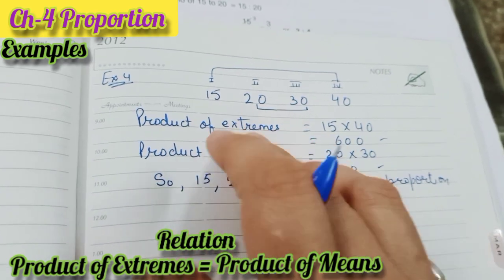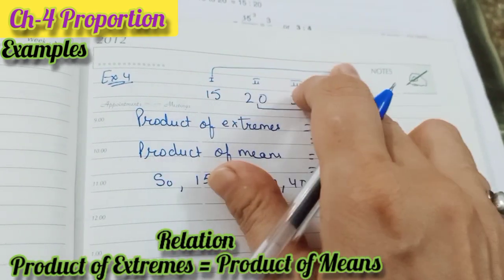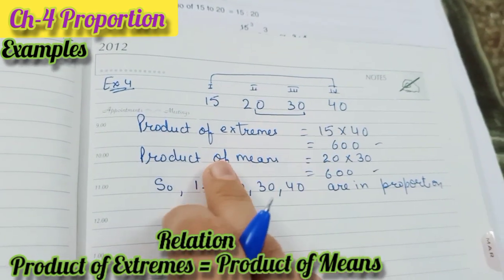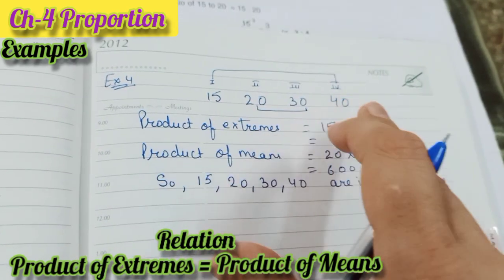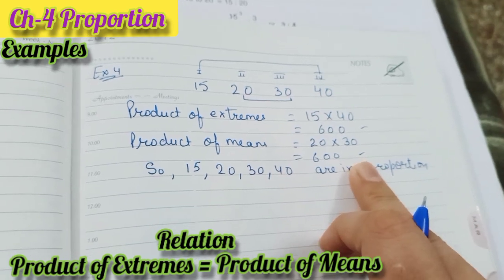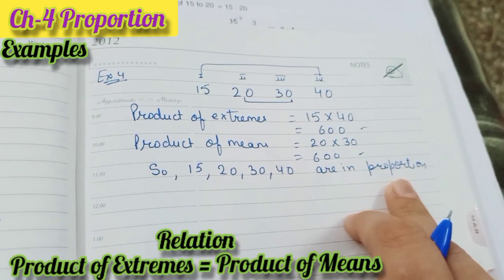not. Find the product of extremes. Extreme means first and fourth term, and then find the product of means, that means second and third term. If their products are same, then they are in proportion.